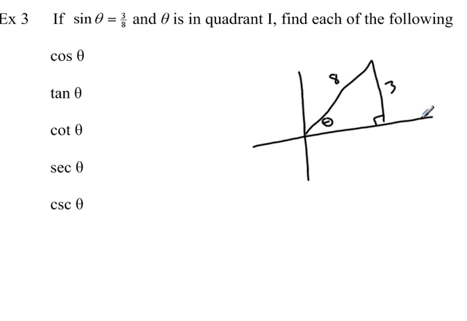Before we go any further, we need to use the Pythagorean theorem to find this missing side. So a squared plus 3 squared equals 8 squared. If you continue with that, you get the square root of 55. Once your diagram is drawn, coming up with these answers is relatively easy. We know cosine is adjacent over hypotenuse. We know tangent is opposite over adjacent.